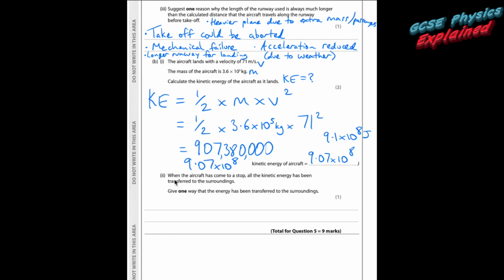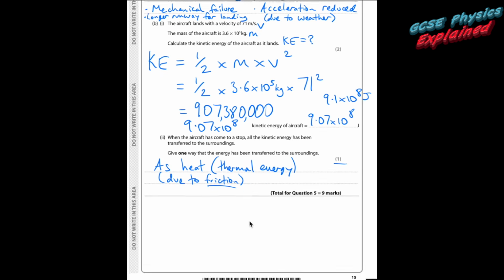Part 2. When the aircraft has come to a stop, all the kinetic energy has been transferred to the surroundings. Give one way that the energy has been transferred to the surroundings. Well, it'll be as heat. Thermal energy. If they say why, you would say due to friction, if it was worth 2 marks instead of just 1. Now, for some reason, they're not actually accepting sound. I'm sure there would be a bit of sound, but always go for heat first anyway.